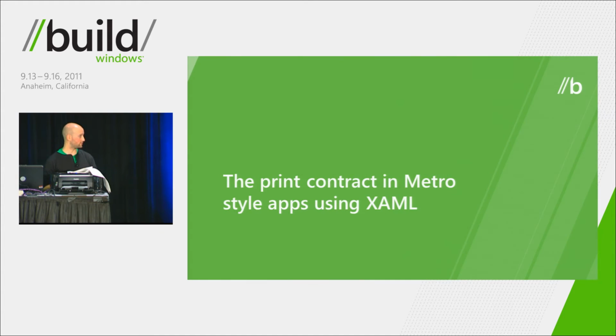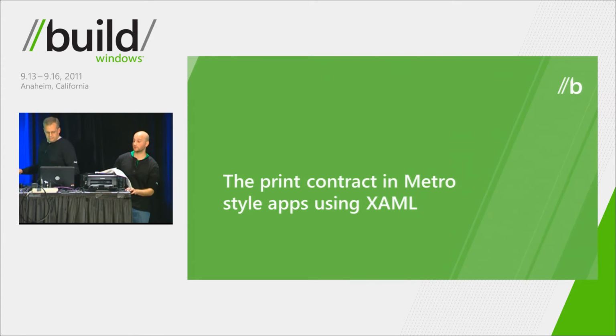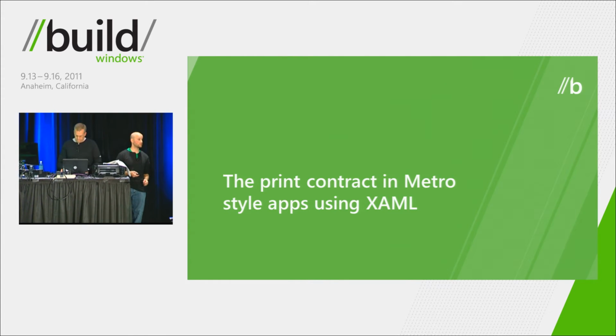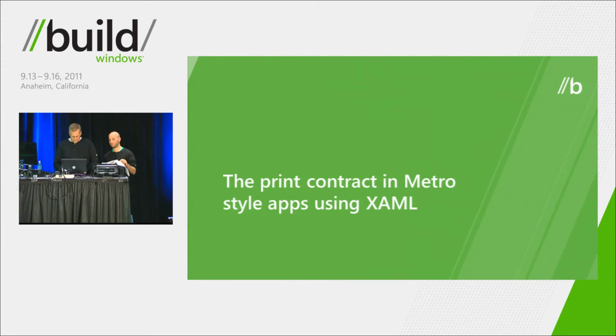And guess what? If you're a XAML developer, you also get all the greatness that Windows has to offer. Everything we just talked about using the print contract in Metro-style apps that use HTML5 is also relevant in context of Metro-style apps that use XAML. So just use XAML to lay out your content and let Windows take care of printing. So I'm going to invite Darren up here to talk a little bit more about how printing works in Metro-style apps that use XAML. John?